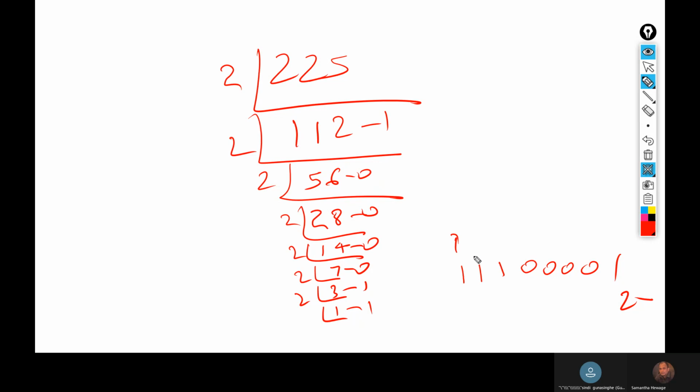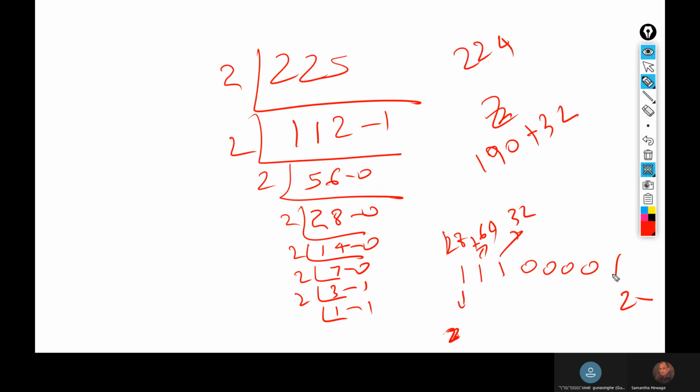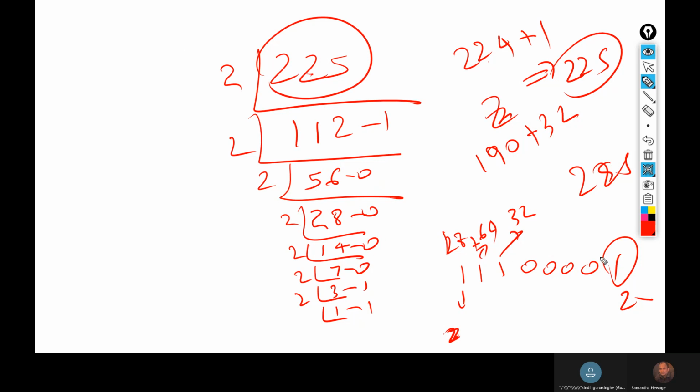So this is 2 to the power 8. This is 2 to the power 7. Sorry, I made a mistake. This is 2 to the power 7, that means 128. 128 plus 64, this is 64. Here, 32. 128 plus 64, 192 plus 32, 224, right? And one, here one. Okay, my calculation this time is perfectly correct, 225. Here 225 is coming. That means this one is correct.